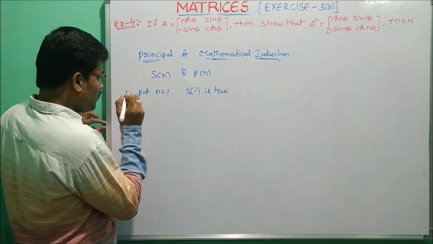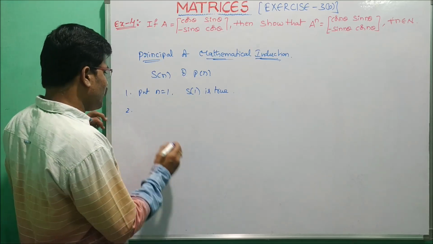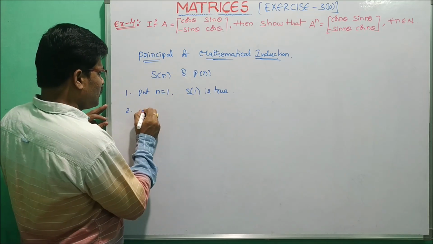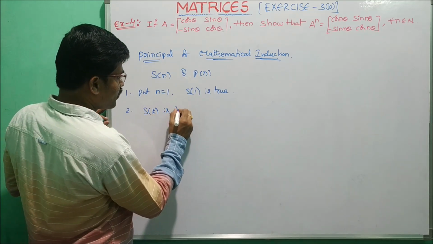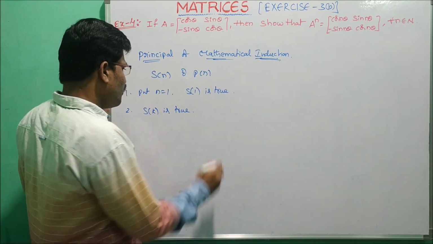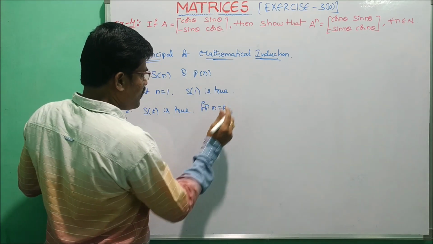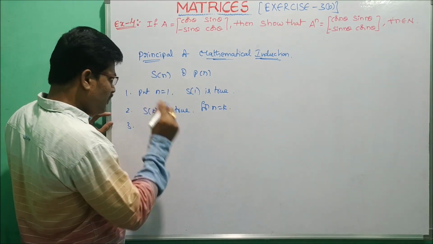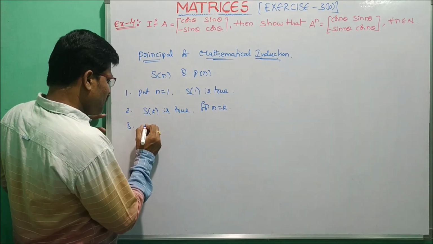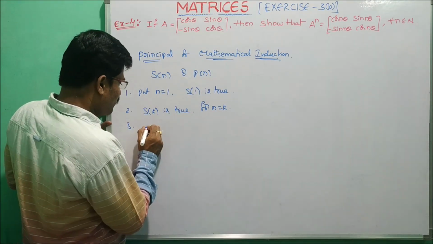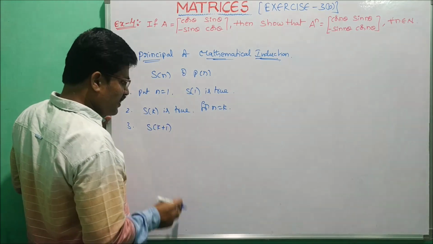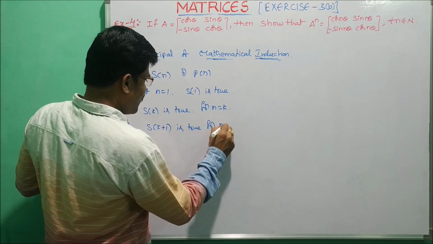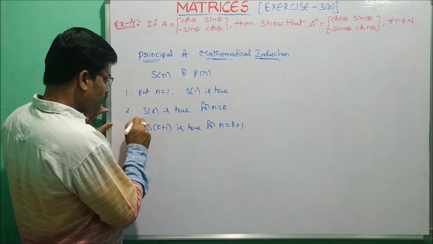Similarly, the second step is: let the given statement be true for n equal to k, that is, S of k is true. Here we assume that the given statement is true for n equal to k. Similarly, we have to prove that the given statement is true for n equal to k plus 1, that is, S of k plus 1 is true. Now it is proved.